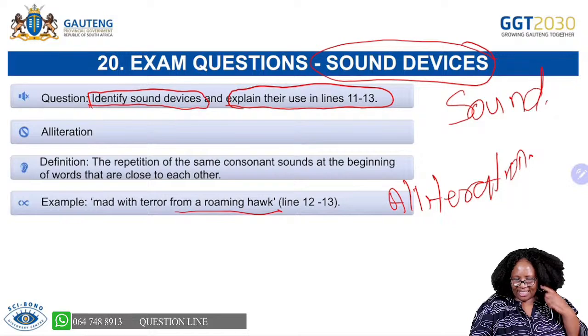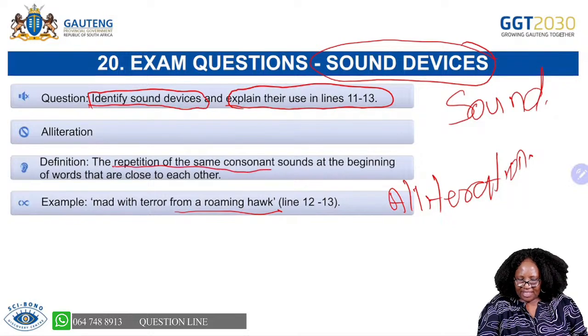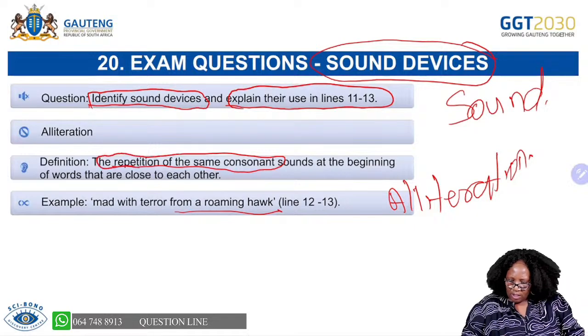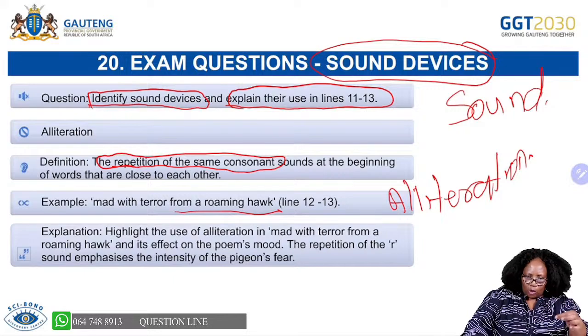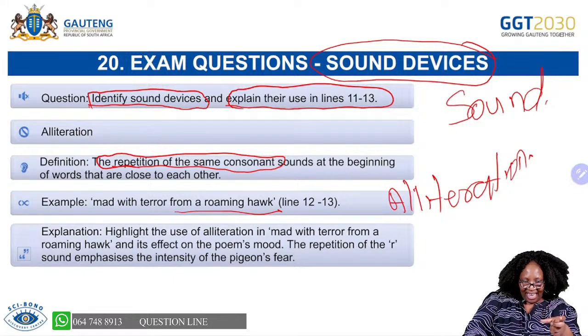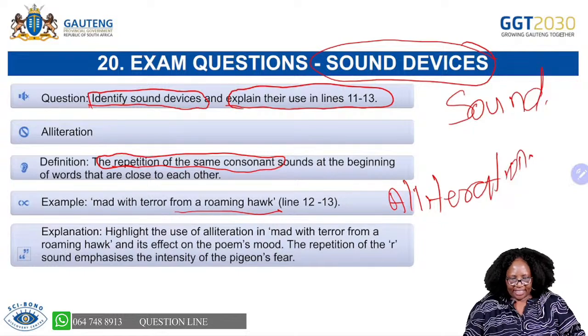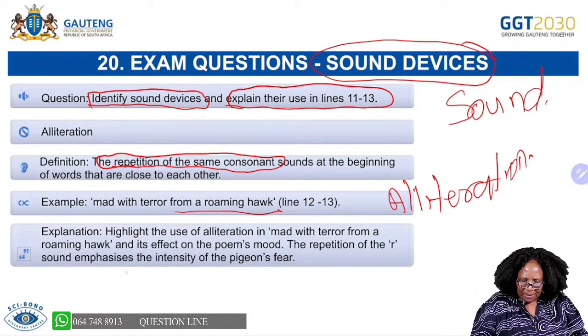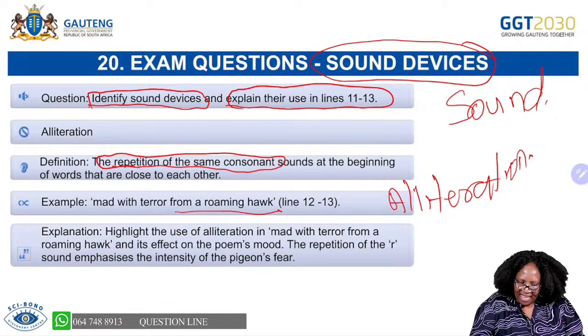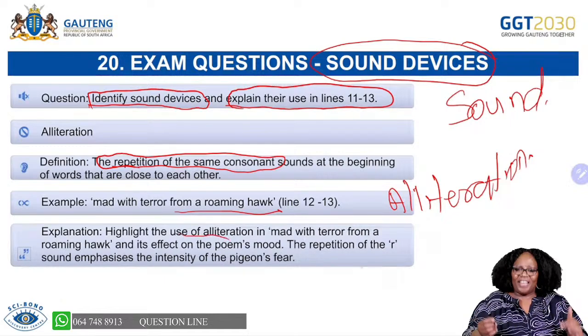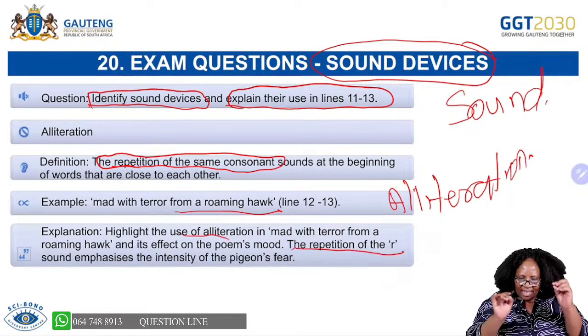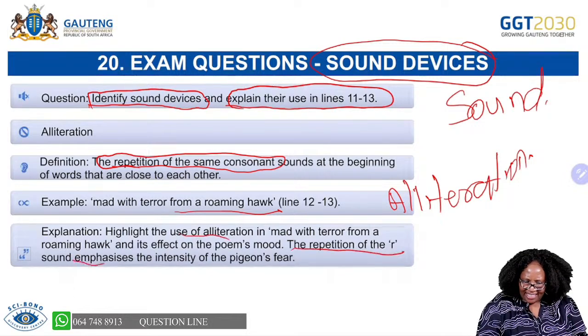And then remember what we said about alliteration: it is the repetition of the same consonant sound. So what you're going to do now is give us the answer. You're identifying the sound device, it will be alliteration, and then you are furthermore expected to give an explanation. An explanation would be the alliteration in met with terror from a roaming hawk and its effect on the poem. Your answer should be: the repetition of the R sound emphasizes the intensity of the pigeon's fear.